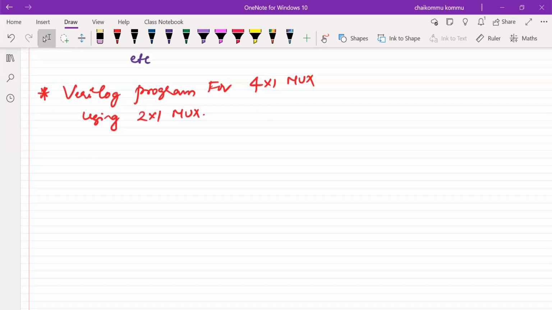Whenever I am talking about small components used to construct a big component, big system or big circuitry, obviously it involves structural modeling. That's what you need to remember. Please try to do it quickly.